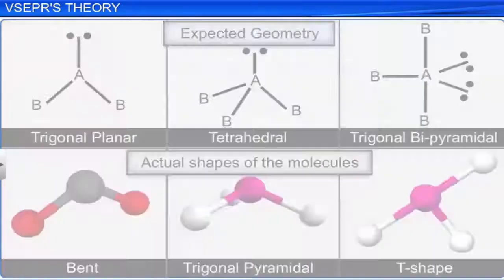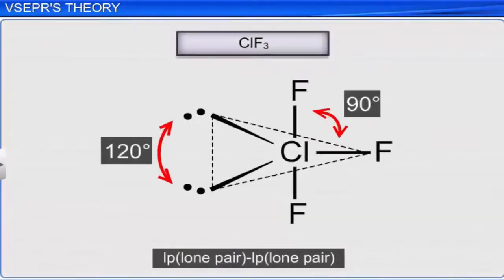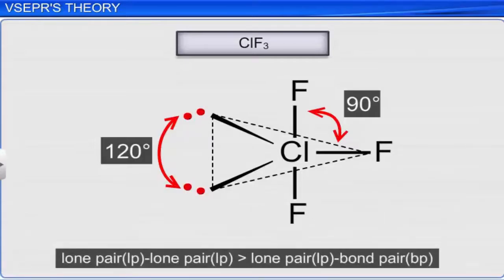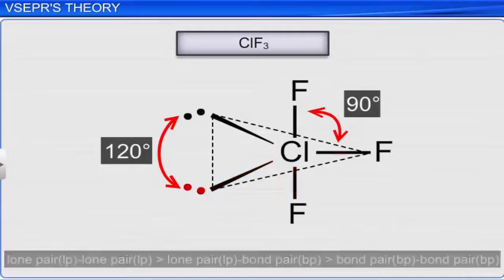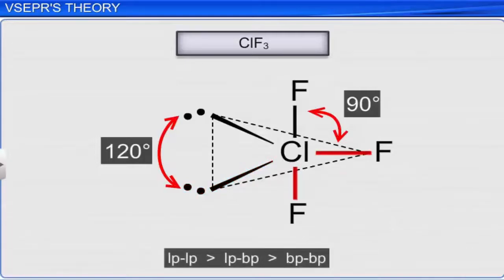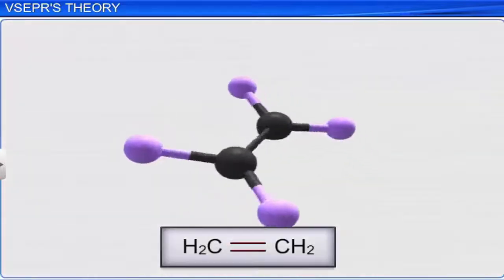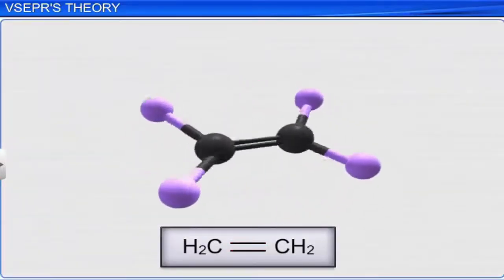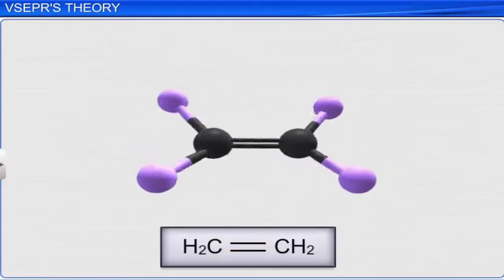In a molecule, the repulsion between lone pairs of electrons is always maximum. Thus, we can say that the repulsion between two lone pairs of electrons is more than that of a lone pair and bond pair, which is greater than that of two bonded pairs. Assume a multiple bond to be a single electron pair. Therefore, the presence of multiple bonds will not affect the shape of a molecule.